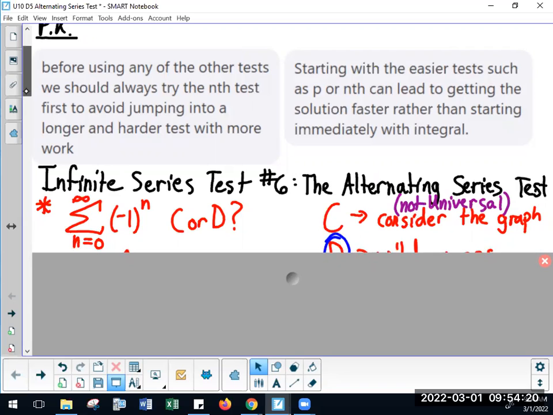Does it converge or diverge? What do you think? And if you're not sure, maybe you should consider the graph. Consider that graph. Now, what does that look like? Or think about the partial sums. What are the partial sums?